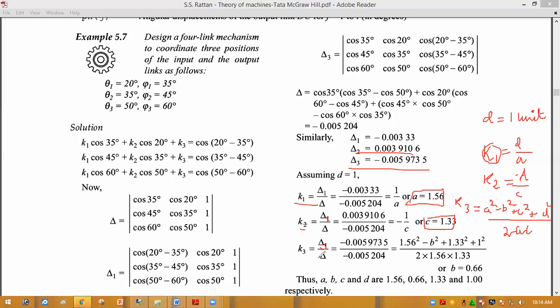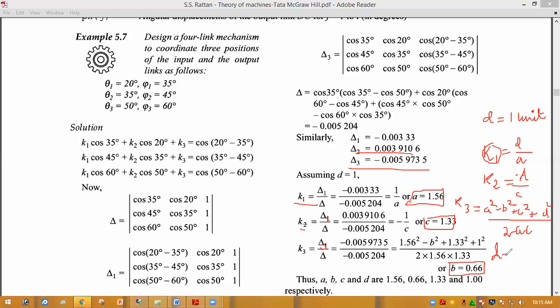And the k3 value, here k3 equal to a square minus b square plus c square plus d square divided by 2ac. So in this equation we know the value of k3, that is delta 3 divided by delta. By solving this equation we will be getting the k3 value, and we know the value of a, and we know the value of c, and we know the value of d. The only unknown in this equation is the b value. So solving this equation, we will be getting the b value. So here b value is equal to 0.66.